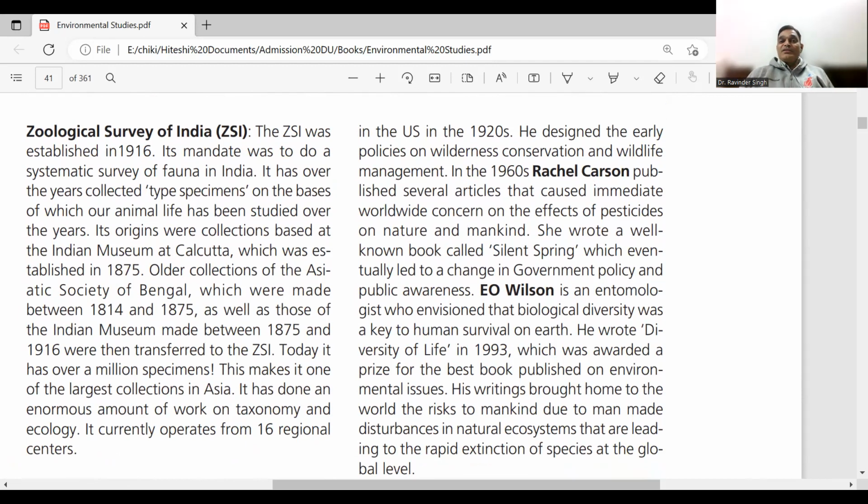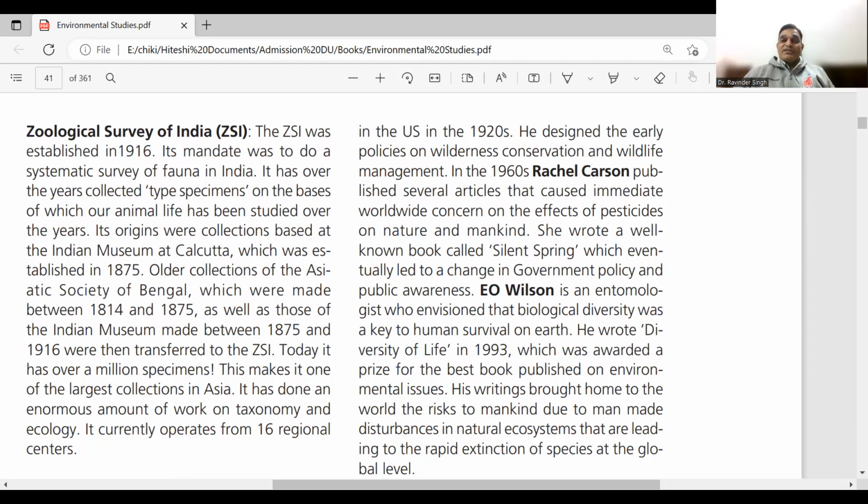In the 1960s, Rachel Carson published several articles that caused immediate worldwide concern on the effect of pesticides on nature and mankind. She wrote a well-known book called Silent Spring, which eventually led to a change in the government policies and public awareness.